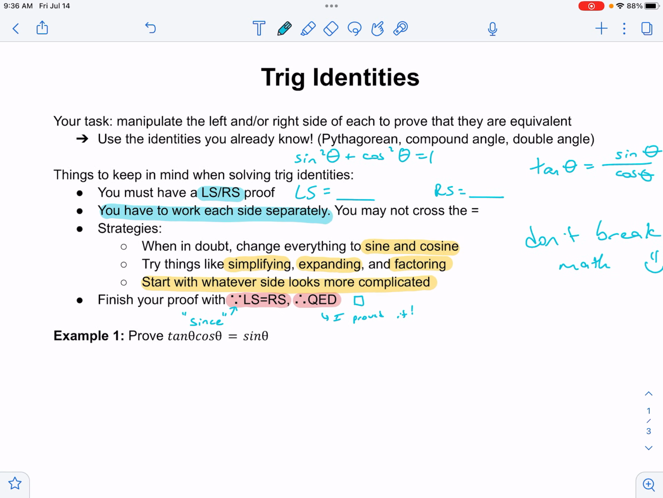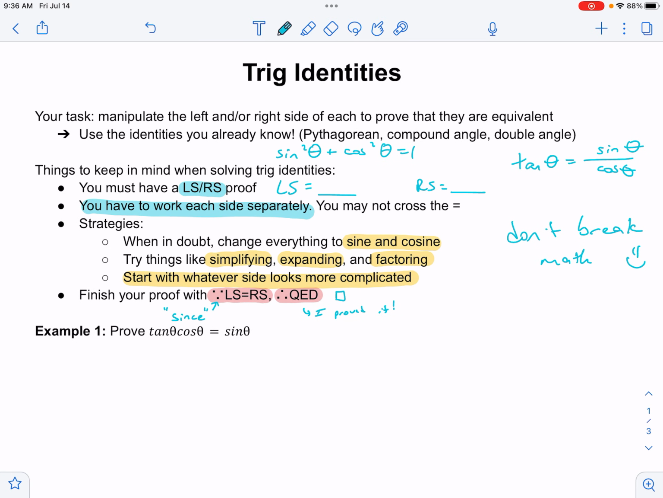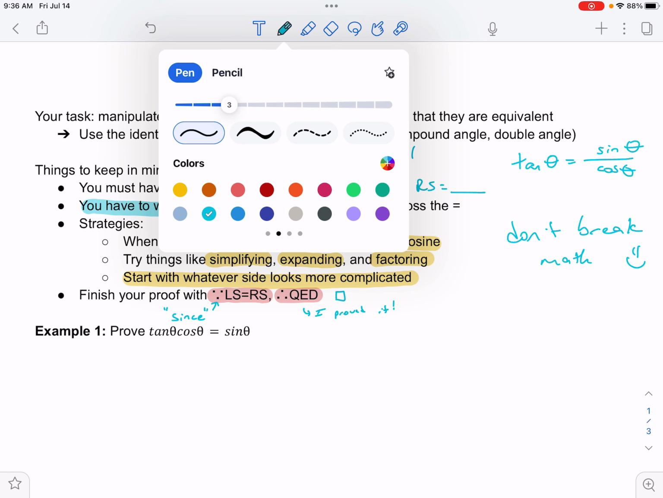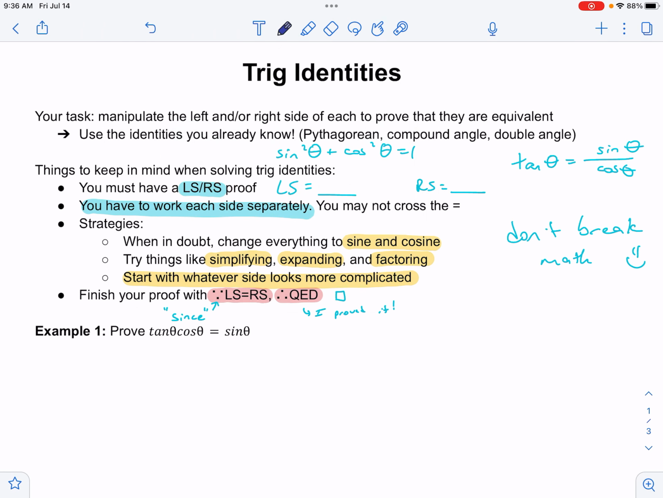Okay? I'm going to do 4 examples total here today. Again, there's no one right way of doing it. And you just sort of have to dive in and see what you can do. Let's look at our first one here. Prove that tan of theta times cosine of theta is equal to sine of theta. First things first, I need to separate them, and I need to do my left side equals and my right side equals.